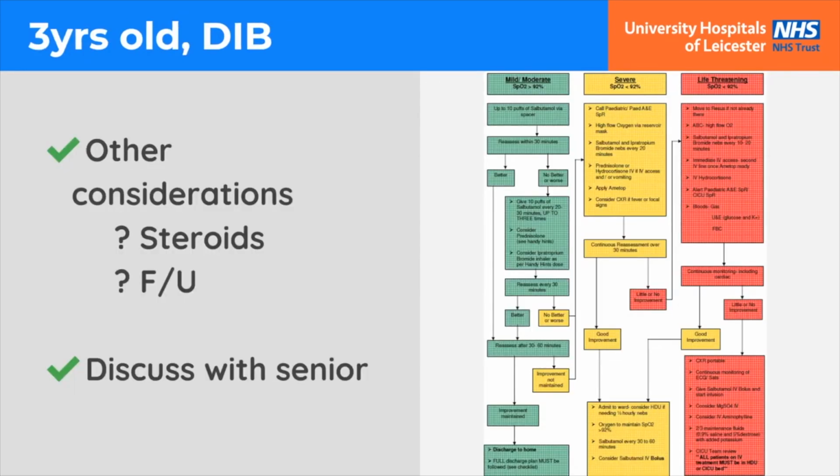Depending on your findings and response to treatment so far, there may be other considerations as you go further down narrowing your differential. There may be an indication for steroids, for example. There's a good evidence base in illnesses such as asthma exacerbations. There may be a need to arrange more formal outpatient follow-up in secondary care in somebody who keeps coming back with wheeze, to consider other diagnoses. All the time, if unsure, discuss with a senior.